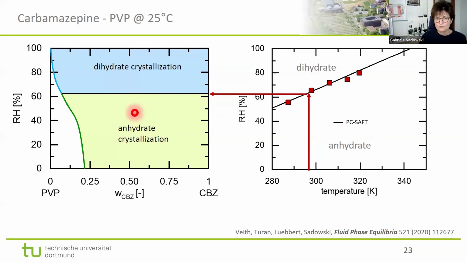What does it tell you? For people who make pharmaceutical compounds, they have to make sure that the compound they are producing is stable. So if they want to sell the anhydrate, it is most important for them to know this critical RH, because whatever they do and whatever they add to the liquid, it doesn't matter. As soon as they are above 62, they get the dihydrate, and this is not what they want.